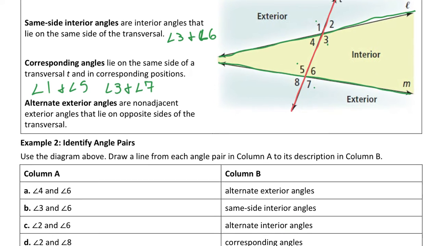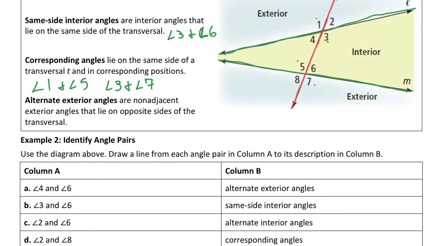And then alternate exterior angles are exterior angles that are on opposite sides of that transversal. So angle 2 and angle 8 would be an example of alternate exterior angles.